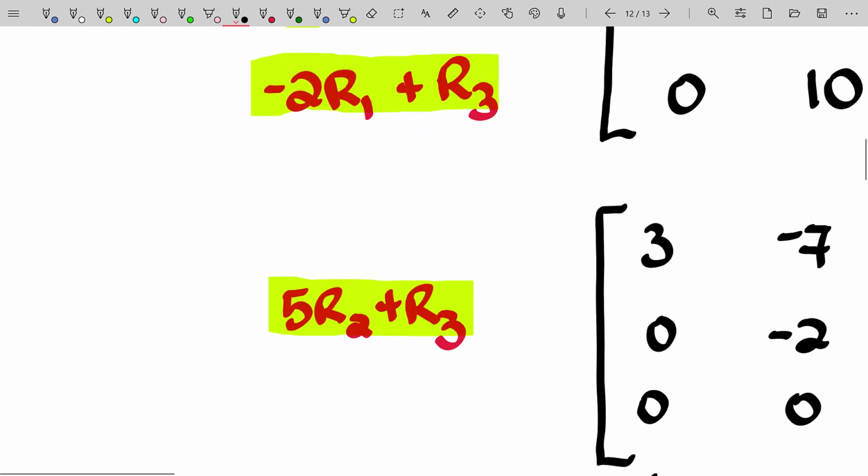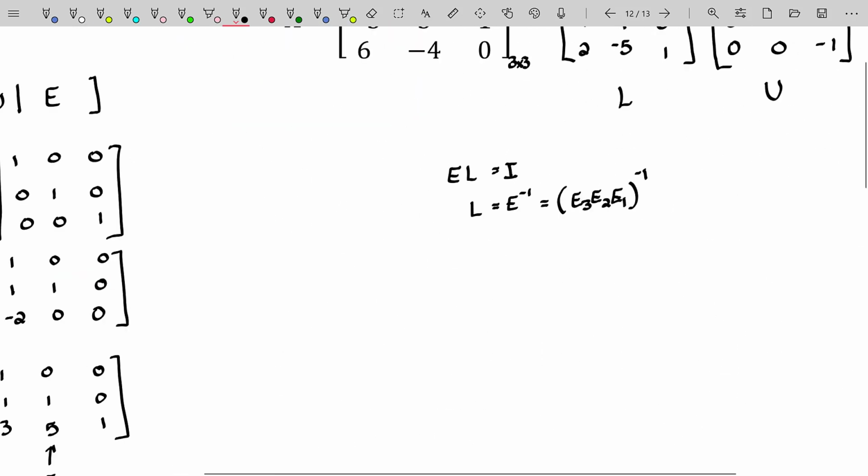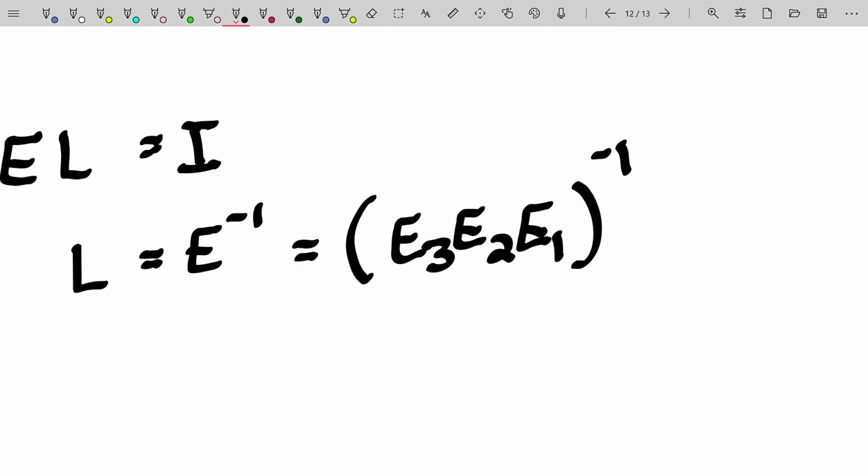And E3 took 5 row 2 and added it to row 3. But remember, there is a property of inverse matrices. If you have a product and you're taking the inverse of that product, that can be rewritten as the product of inverses in reverse order.